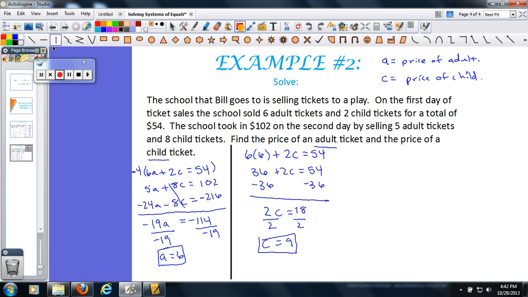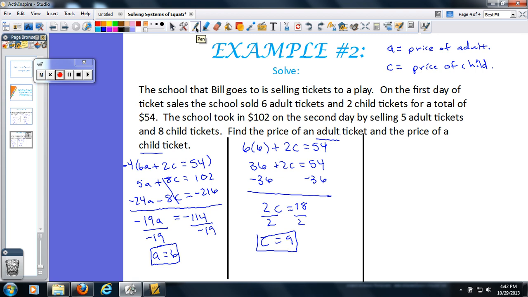Okay, so now I have my answers, or what we're assuming they are. The only thing left to do is to check our answers to make sure it's correct. So I'm going to say 5 times 6 plus 8 times 9 equals 102. This is going to be 30 plus 72 equals 102. 30 and 70 is 100, plus 2, so that's 102 equals 102, and it checks.